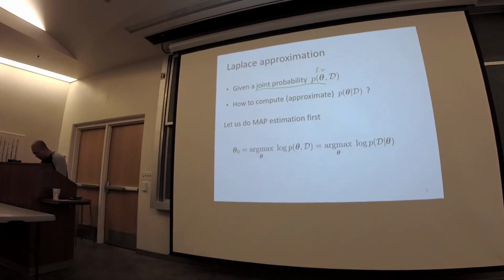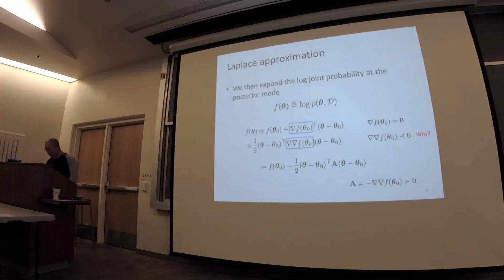And the key task in Bayesian inference is to compute the posterior distribution. What is the distribution of theta given the observed data, right? So Laplace approximation tries to approximate this posterior distribution in the following steps. First, I'm going to maximize the log joint probability. I just do the MAP estimation. I find theta 0, which maximizes the log joint probability.